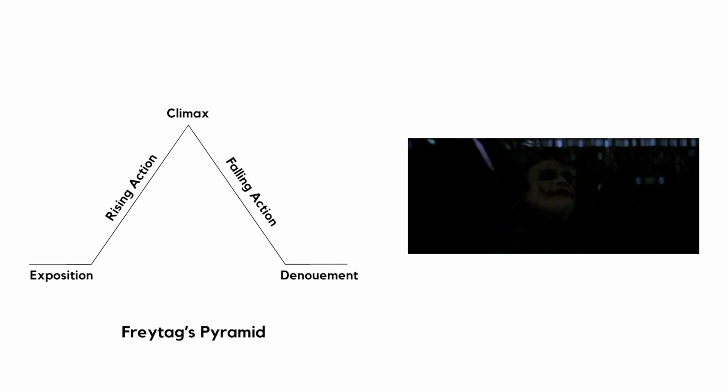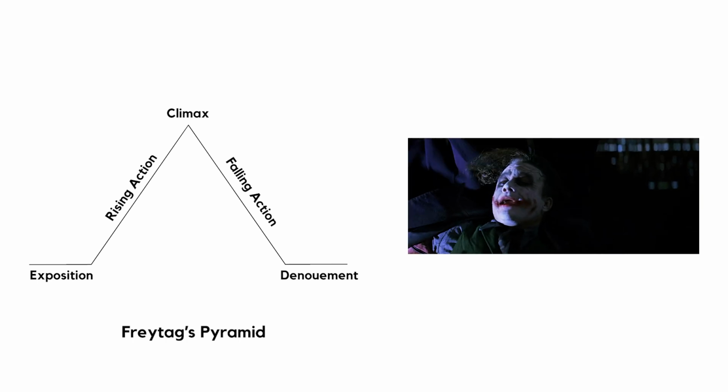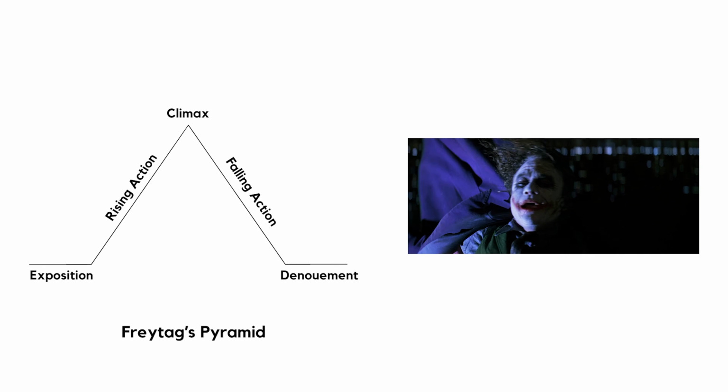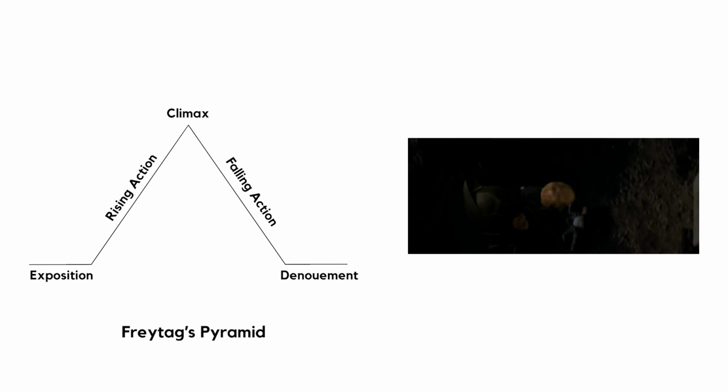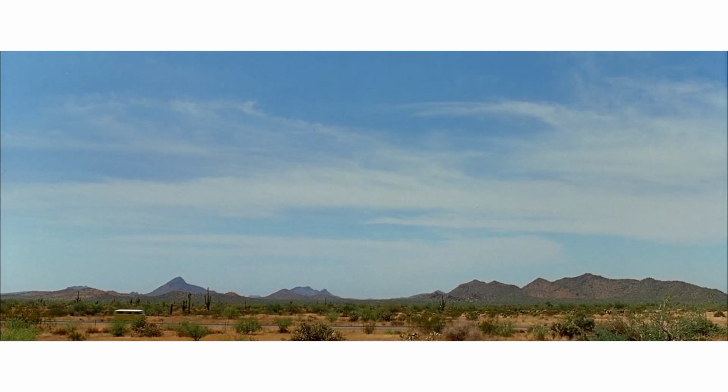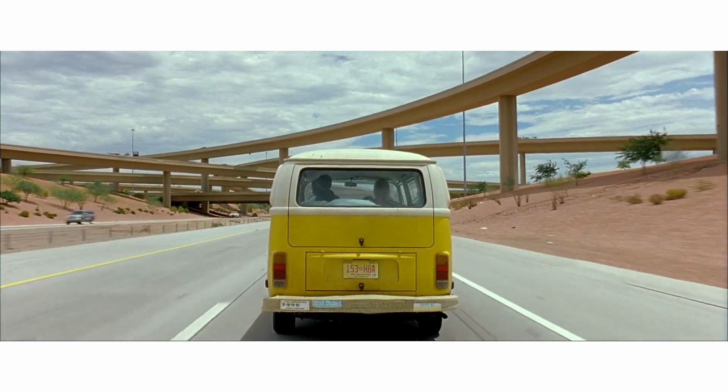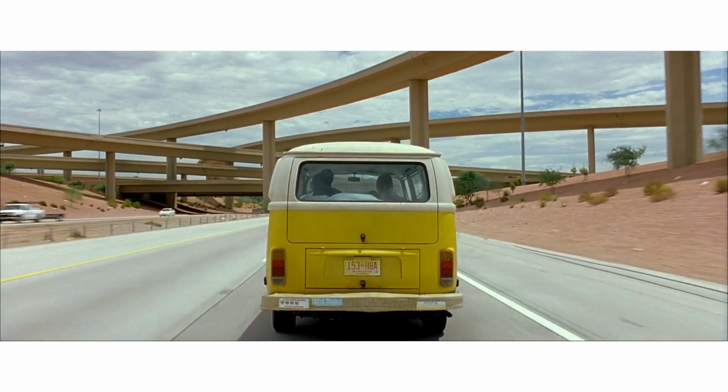The denouement of The Dark Knight happens at the end of the film, where Batman and Gordon finally stop the Joker and Harvey Dent. In Little Miss Sunshine, the midpoint is different. Rather than the midpoint creating chaos, it creates temporary unity.